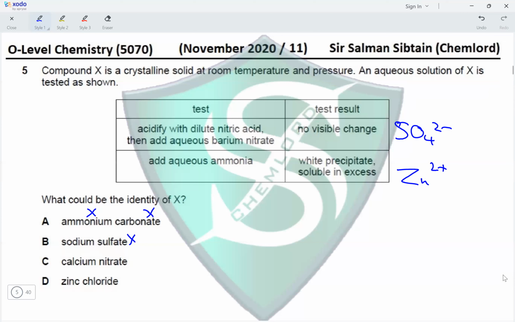Calcium nitrate. Oh, yes. The ammonia test. Calcium would give a white precipitate, which would be insoluble. So calcium is absent. And zinc chloride. So we tested for zinc. Zinc is present. Since this is the only salt containing zinc ions, we did not test for chloride ions. So our correct answer for this question is option D.